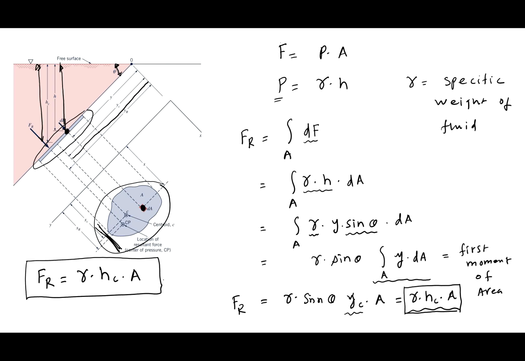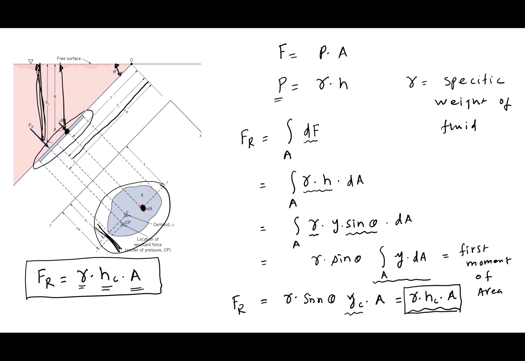So gamma again is the specific weight of the fluid. Hc is the vertical height. So I want you to remember this. Hc is the vertical height that you see here, this height. And A is the total area of this object that is submerged inside the fluid, okay? So this is the expression that we have for the resultant force acting on this plane.